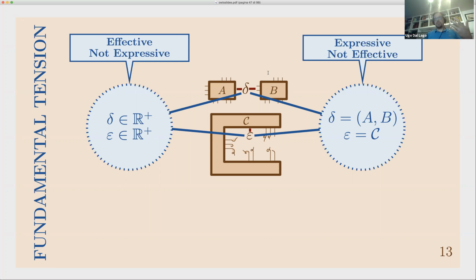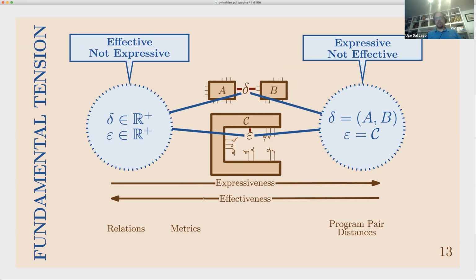You would like to be able to justify many program transformations, but on the other hand, you want to be effective. A bit like in metrics, or a bit like program equivalences. Of course, in program equivalences, it's kind of a heaven, right? In which you don't even need to put the delta and epsilon together. But you get a kind of spectrum in which you have equivalences at the very left-hand side, program pair distances at the right-hand side. Metrics are not so expressive, so very close to relations. There is a cool gray area that we would like to investigate.